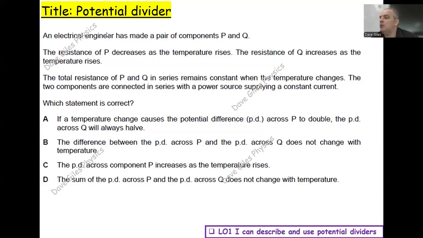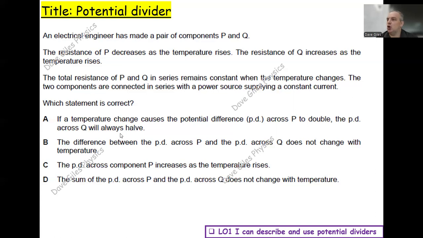So we've got two components here. The key bit is the resistance of P decreases as temperature rises. The resistance of Q increases as temperature rises. So what that means is the total resistance stays the same, but the resistance of each individual component changes. So if a temperature change causes the potential difference across P to double, the PD across Q will always halve.